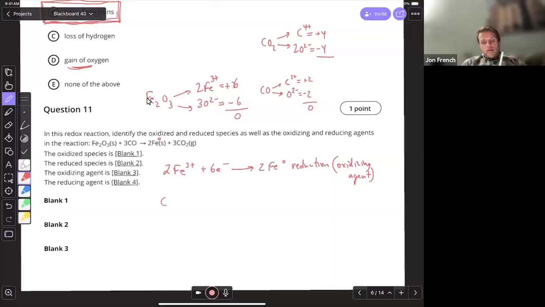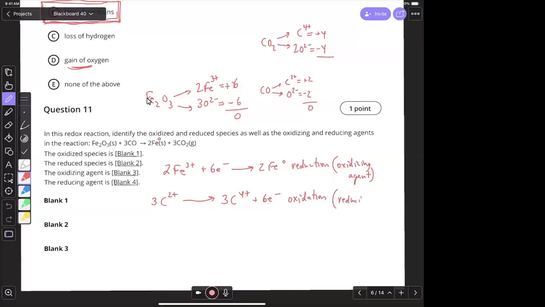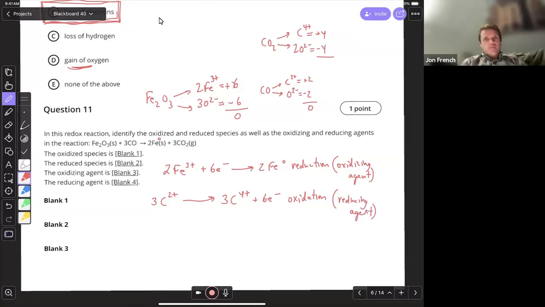Carbon, we've got 3 carbons at 2+ each. They go to 3 carbons at 4+ each. How do they become more positive, right? Each carbon loses 2 electrons for a total of 6 electrons lost, which is oxidation, right? Oxidation is done by the reducing agent.